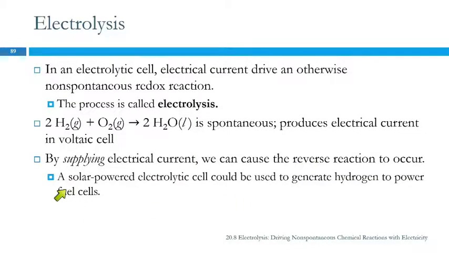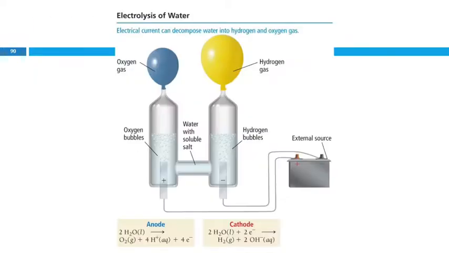So we could have a solar-powered electrolytic cell generating hydrogen to power fuel cells. So if we run this reaction backwards, we can create hydrogen, and then you put the hydrogen in the fuel cell and run your car or whatever. This illustrates that idea. So we've got water.